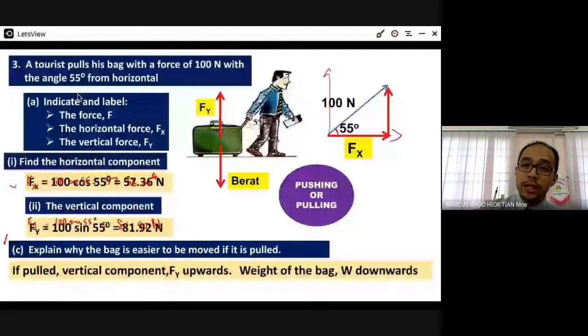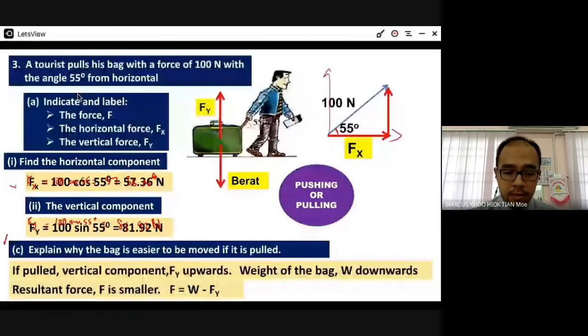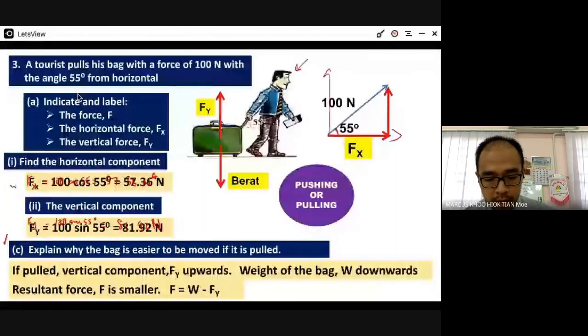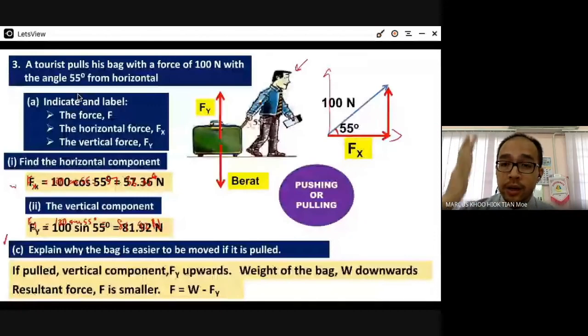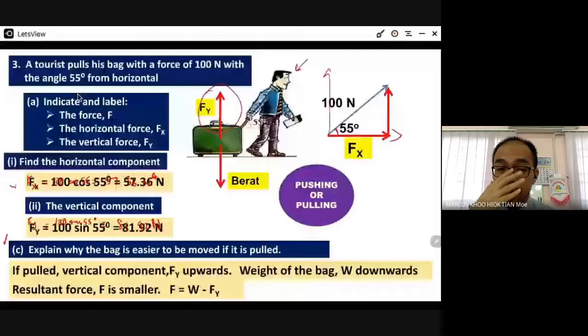If you are pushing the bag, let's say for example this man over here pushed the bag instead of pulling, he's adding more to the weight. There is more weight downwards. So it makes it more difficult, the bag is already so heavy. You push it some more, it makes it even more heavy. So that's why you pull, to reduce the resultant on the vertical force. That's a very important thing to note.